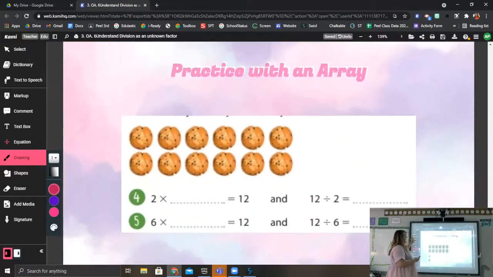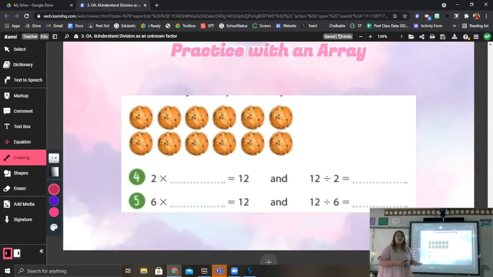Let's go ahead and practice one last problem, and this is with an array. It starts as an array, and we have some yummy looking blueberry muffins. And our problem, we're having to fill in the blanks. It says 2 times what equals 12, or 6 times what equals 12, and 12 divided by 2 equals blank, and 12 divided by 6 equals blank.